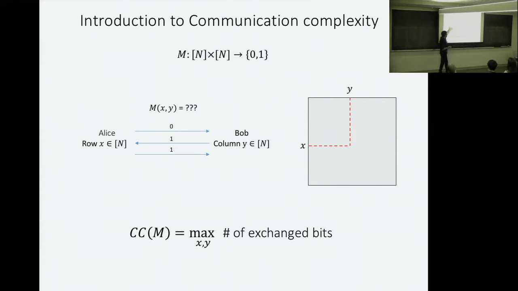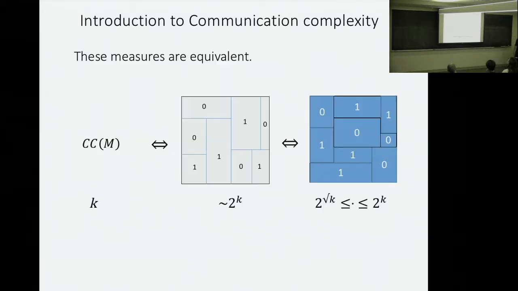So let's say we have a protocol, they have agreed on a protocol that computes this function, and we call the communication complexity of this matrix the communication cost on the worst pair that computes this value. So you can think of this as actually just a partitioning of the matrix into a few monochromatic rectangles, but the partitions have a more structured style. They're not arbitrary.